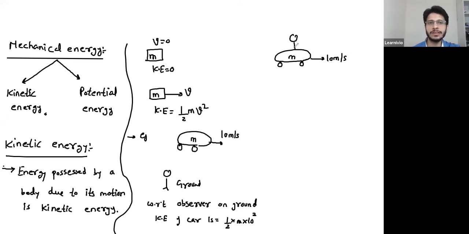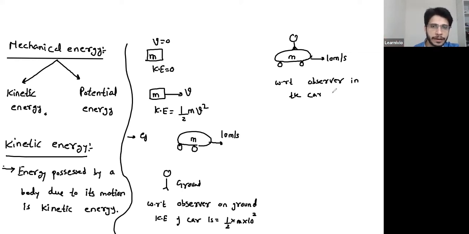If the observer is sitting inside the car, then with respect to the observer in the car, the velocity is zero. The 10 meter per second is with respect to the ground. Say you are on the ground and a cab is moving on the road; you will observe the velocity of the cab as 10 meter per second. But if you sit in that cab, then with respect to you, that cab will come to rest. Once you are in the cab, you observe that the cab is at rest with respect to you.